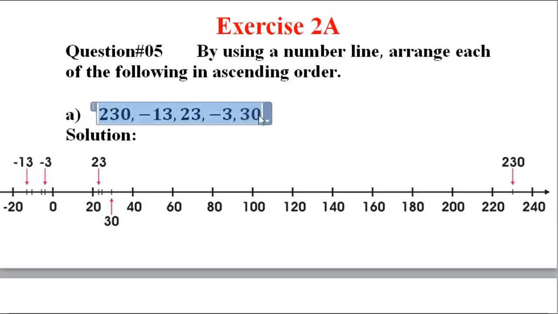By using a number line, arrange each of the following in ascending order. 5 numbers are given in the first part: positive 230, negative 13, positive 23, negative 3 and positive 30.